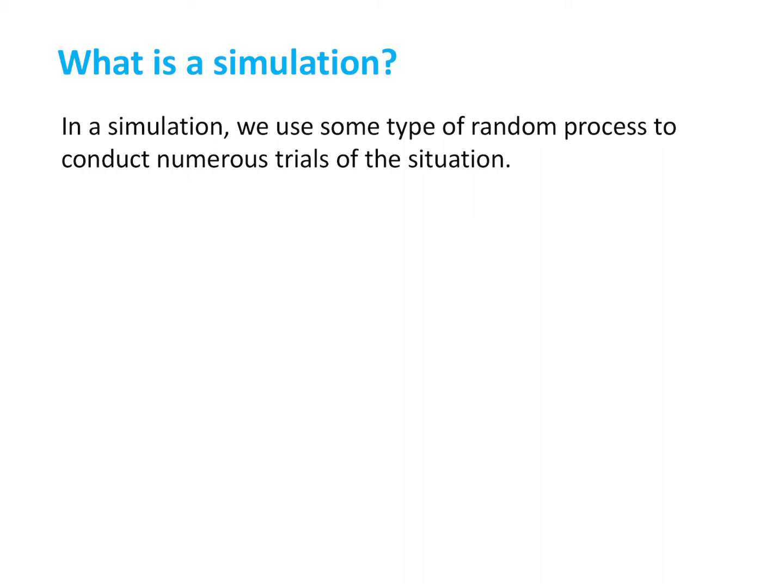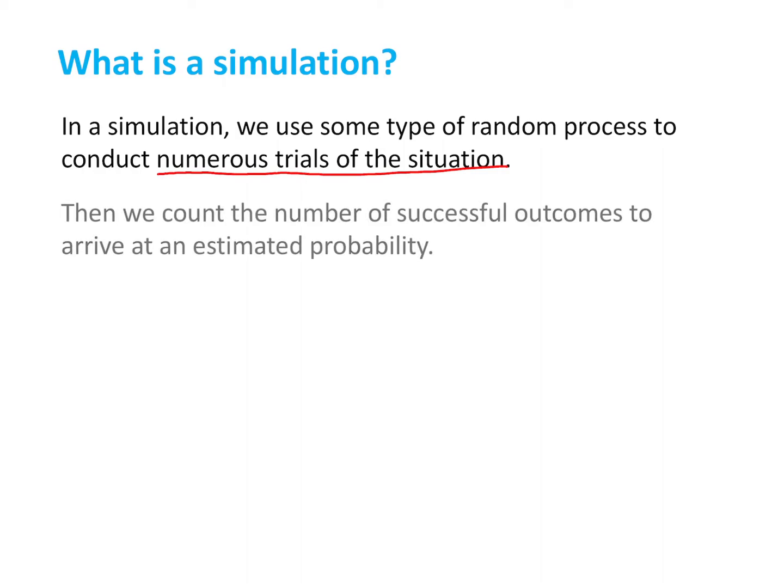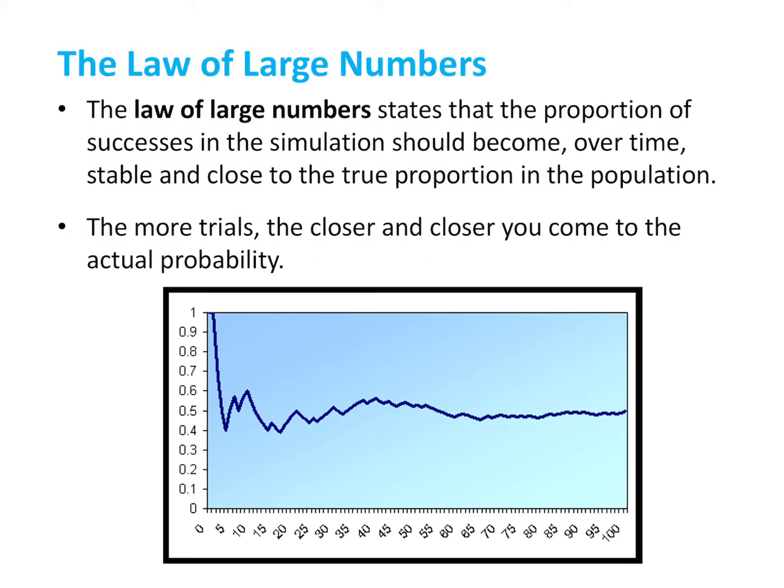If this is done with a real statistical study, this would be done with some type of technology, usually on a computer of some kind, where they will let the simulation run for days or weeks, just many, many times. We're going to look at doing it by hand, so we're not going to really have a lot of numerous trials, but we are going to do some just so you can see how simulation works. And then we're going to count the number of successful outcomes to arrive at an estimated probability for our simulation.